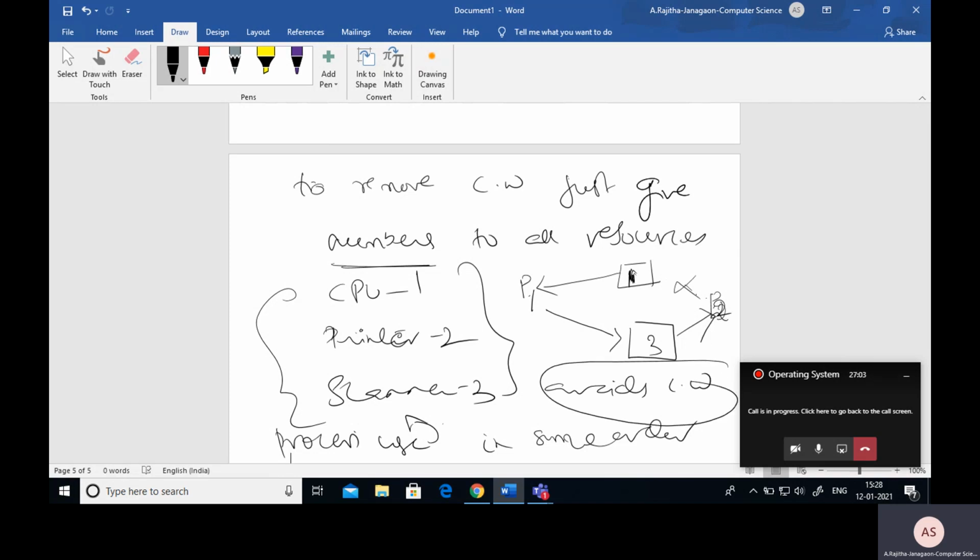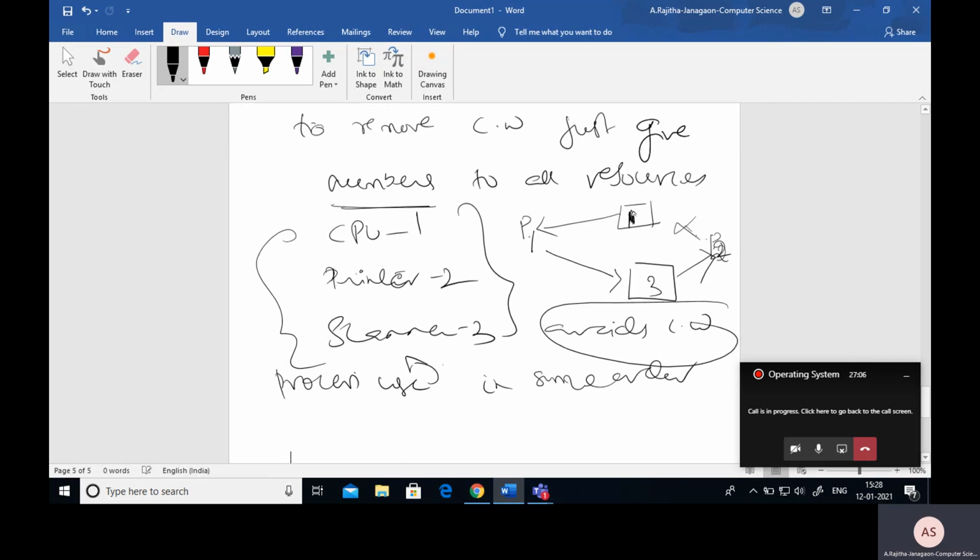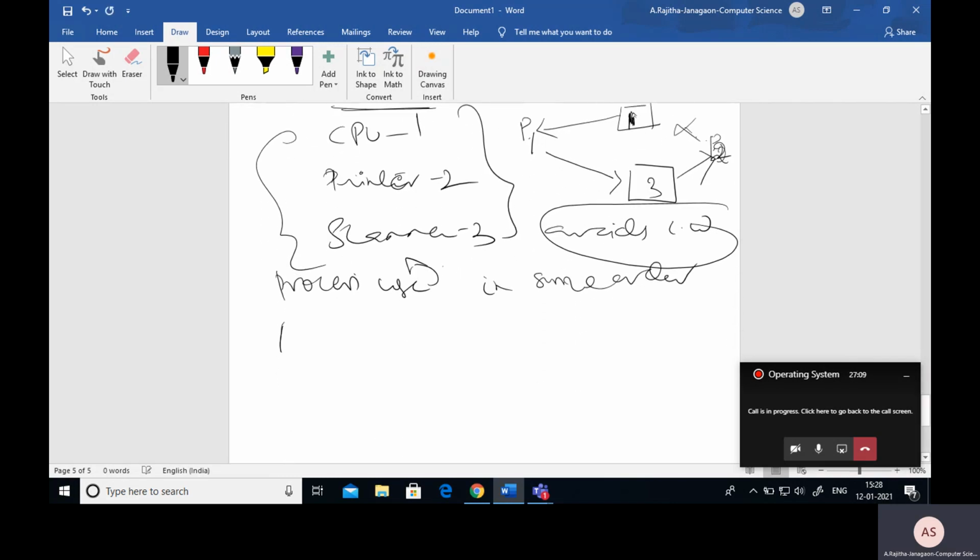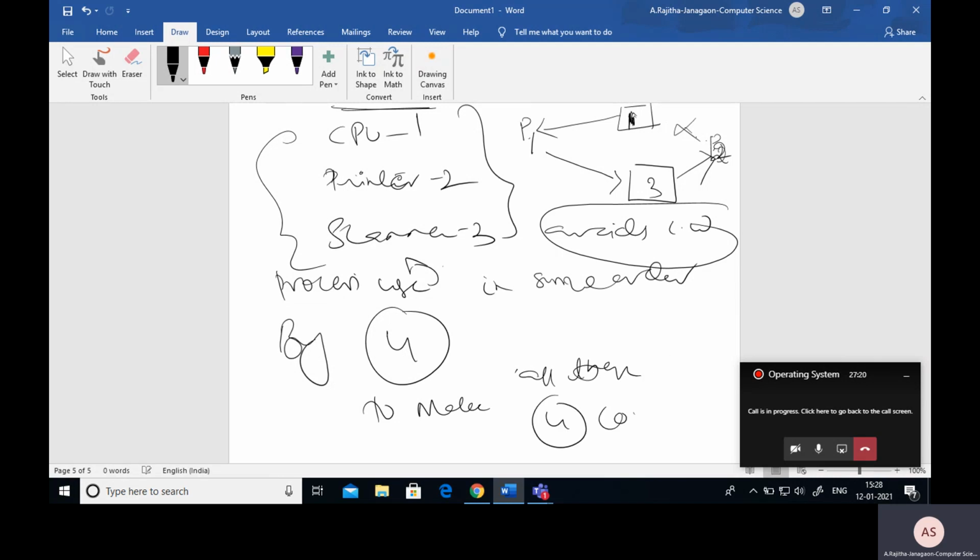So by using all these necessary conditions, that means by making all 4 conditions false, the four necessary conditions are false, then there is no deadlock. This is the first concept, that is the first two methods: deadlock ignorance and deadlock prevention. Okay. Thank you.